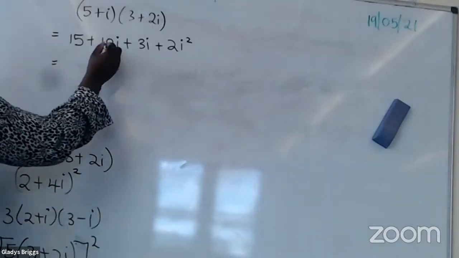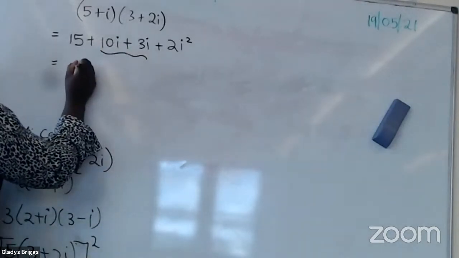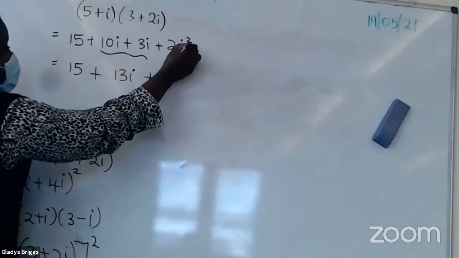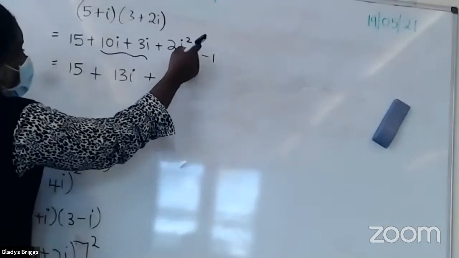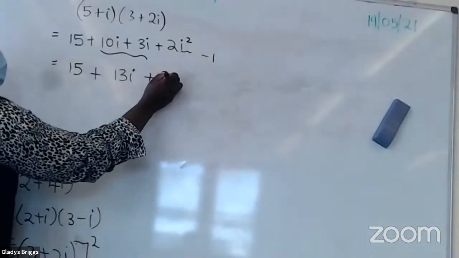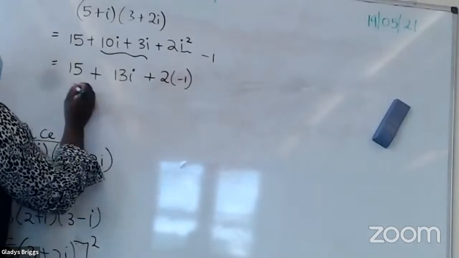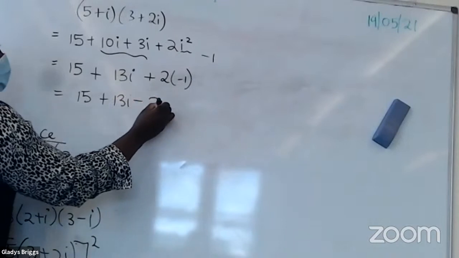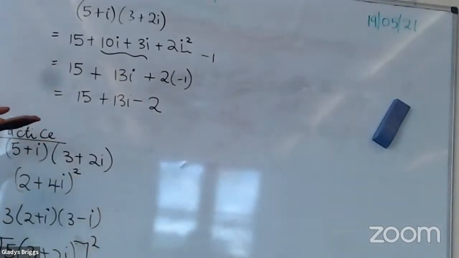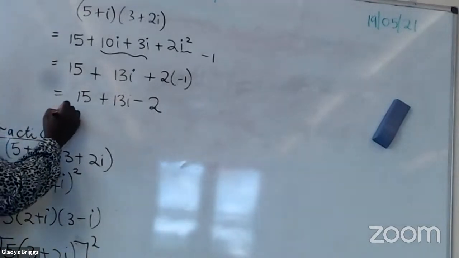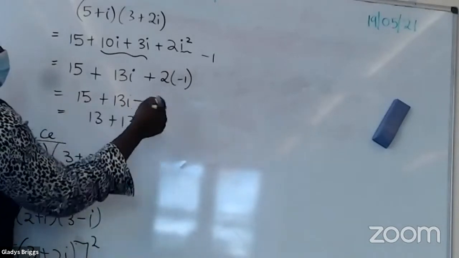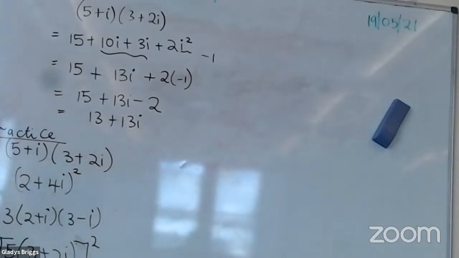So here you would have 15 plus 13i plus here is -1. One i. So this is 2 times -1. Yeah, and that will be 15 plus 13i minus 2. Okay, is that what you got? Yeah, straightforward. But then you have to finish that up. Yeah, 13 plus 13i, 15 minus 2. Yeah. All right, same. See?